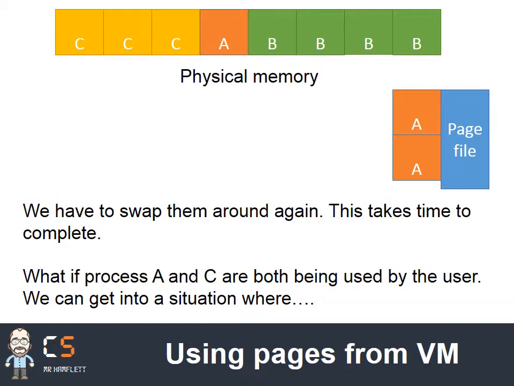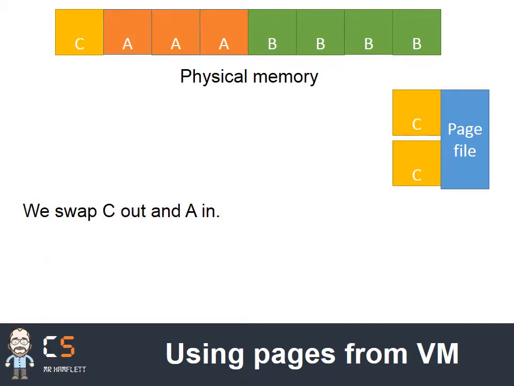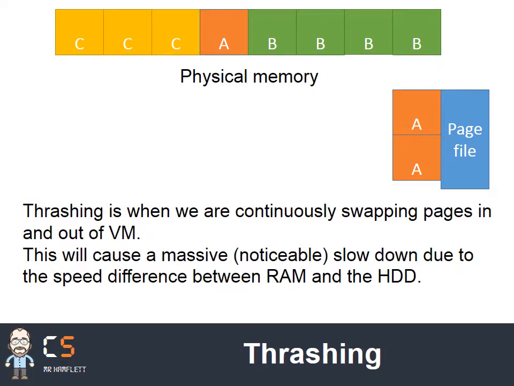But what happens if both A and C have been used by the user? So you can imagine you're flipping between 2 windows, you've got 2 processes running for whatever reason. That is quite a common situation, to be using more than one program at once. So both of them are needed. Swap A in again. We need C, so we swap C in. A, so we swap A in. And we get into a loop. We get in and out, in and out. We call this problem thrashing.